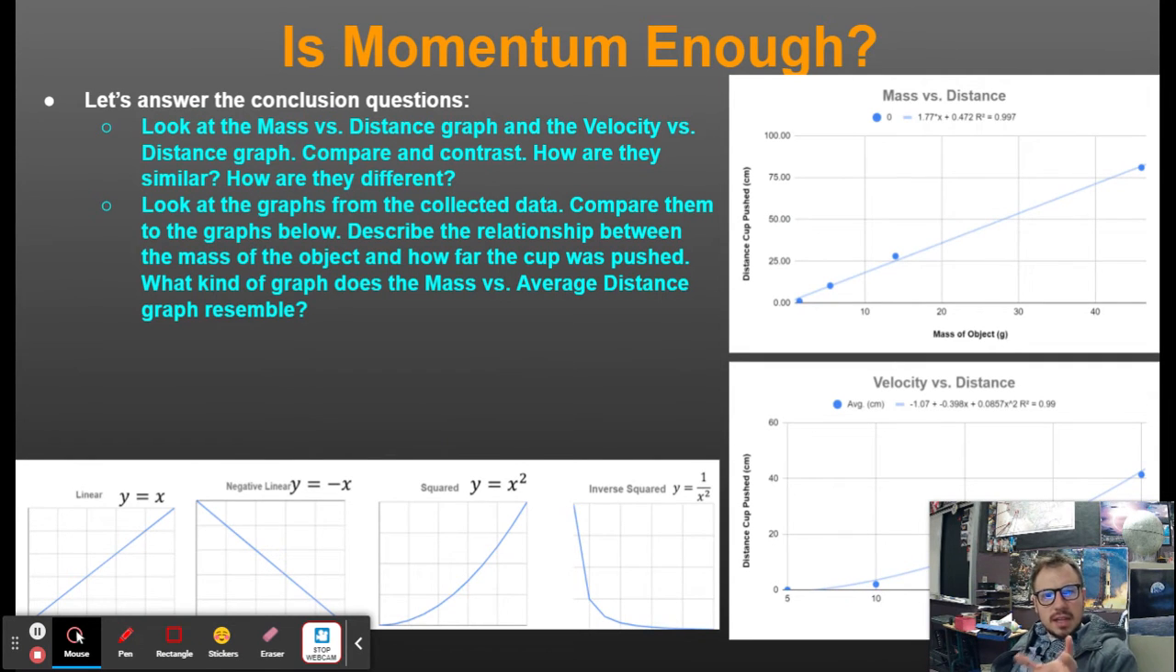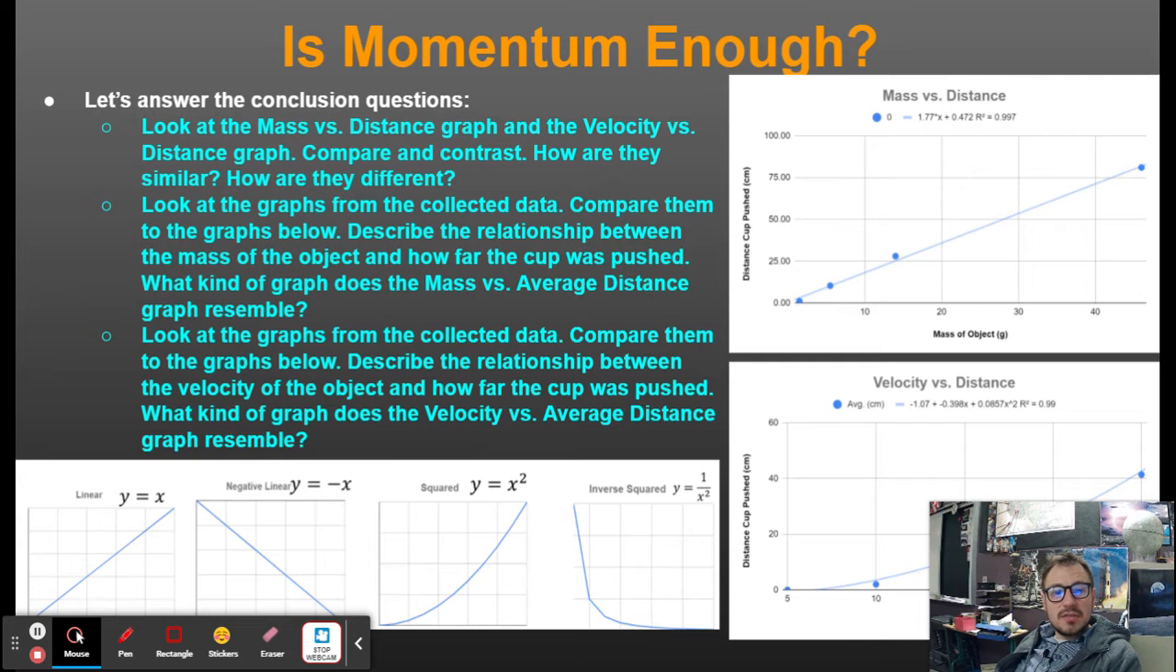If we compare that top graph to the bottom graph, we know that it's going to be a linear equation, y equals x. And you can even see the equation of the mass versus distance one and the r squared. How close are those values to that trend line? You can see that they're fairly close. And it's going to be a linear curve.